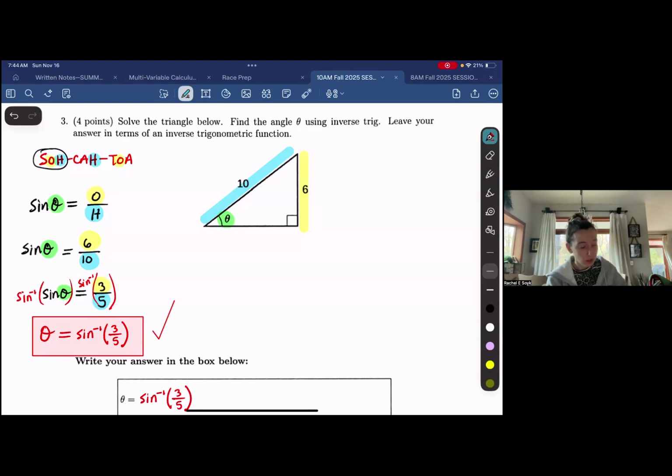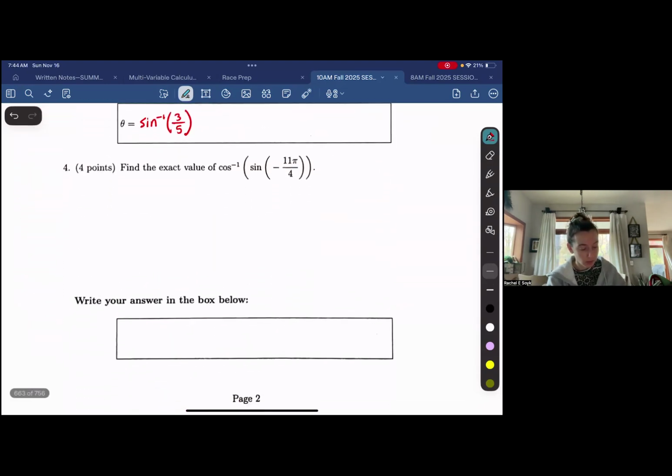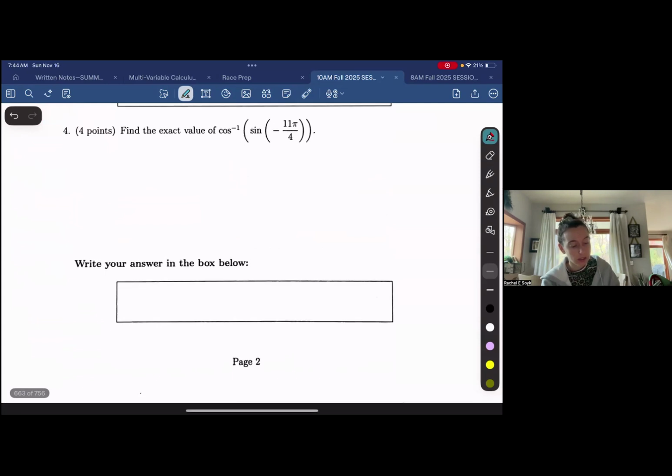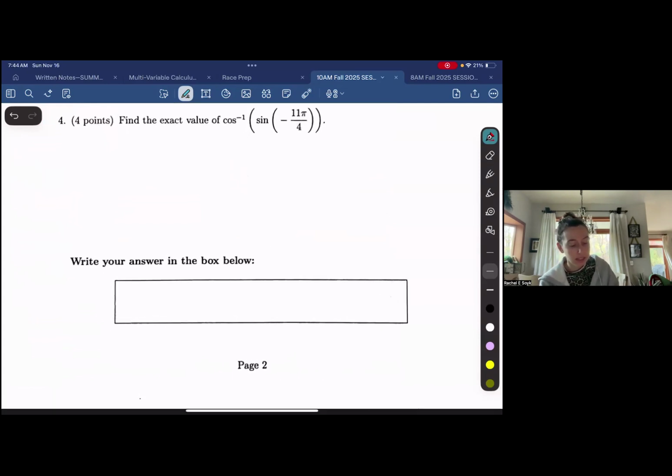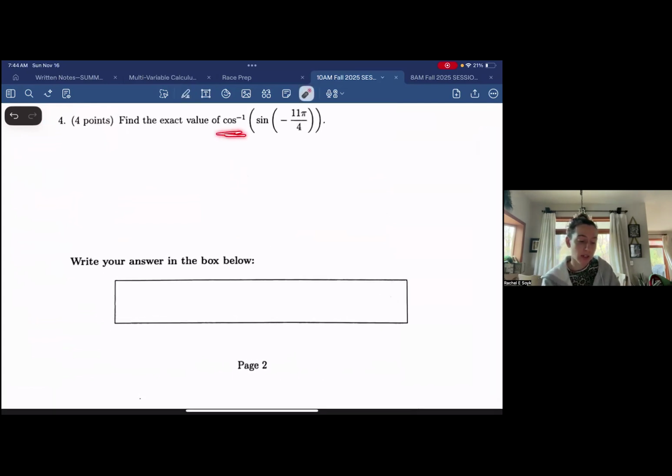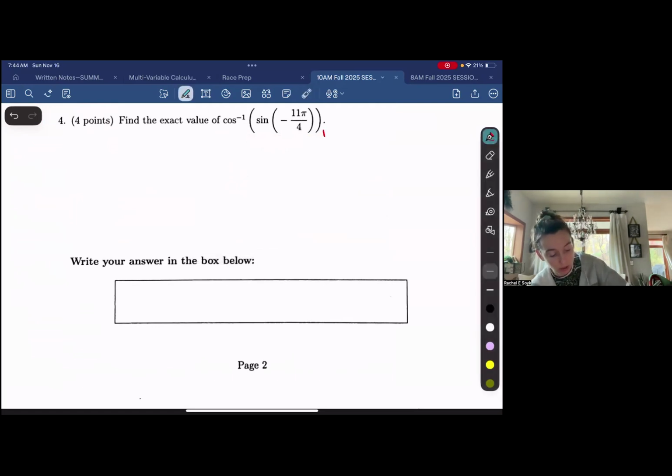Finally, we're on to our question 4, where we are asked to find the exact value of cosine inverse of sine of negative 11 pi over 4. So we're going to first focus on what we have on the inside, evaluate that, and then work our way out. So sine of negative 11 pi over 4, well, let's first look at the reference angle.